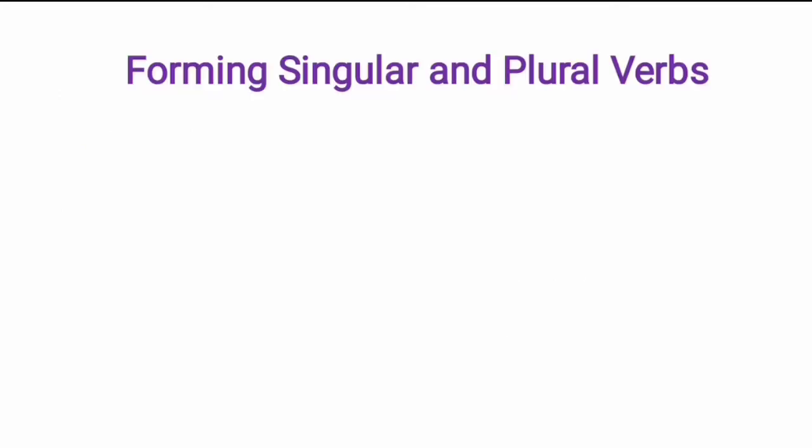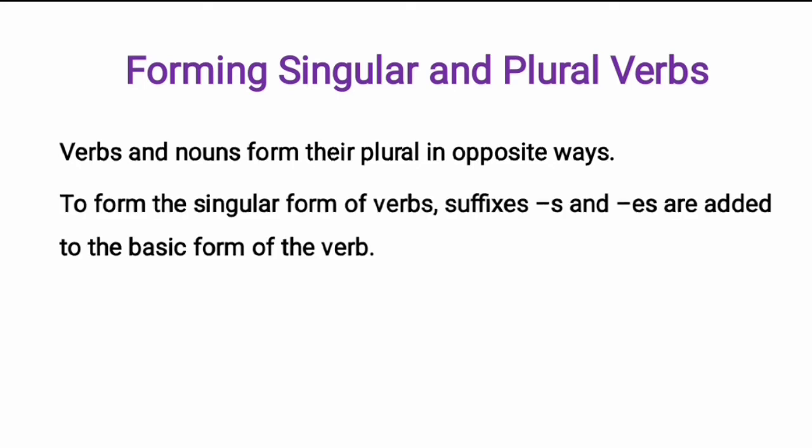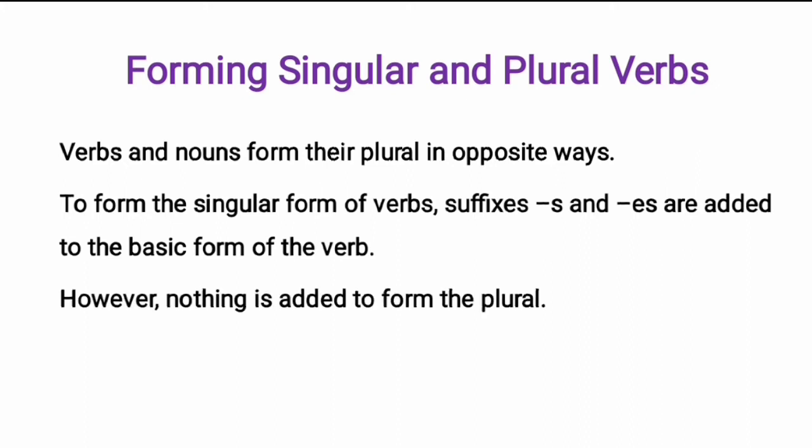So now let us look at forming singular and plural verbs. Verbs and nouns form their plural in opposite ways. Remember what we said, we can form the plural of some nouns by adding s or es. But in the case of verbs, it's the opposite. To form the singular form of verbs, suffixes s and es are added to the basic form of the verb. In the case of nouns, we add s or es to get the plural. But in the case of verbs, we add s or es to get the singular form. However, nothing is added to get the plural form of verbs.